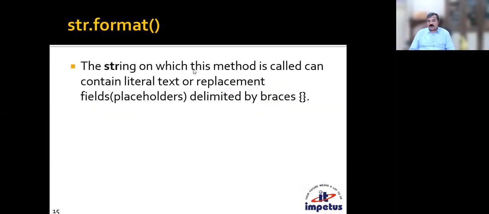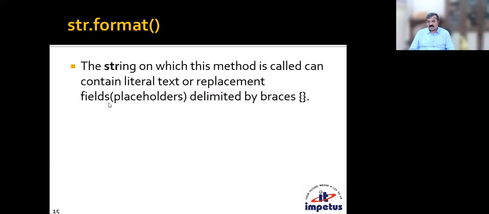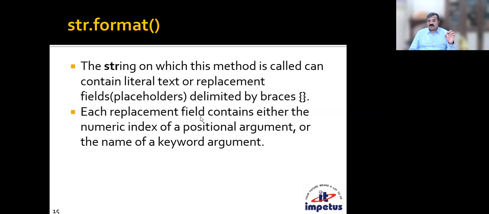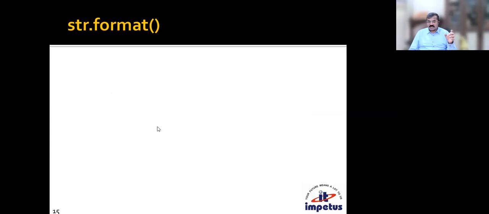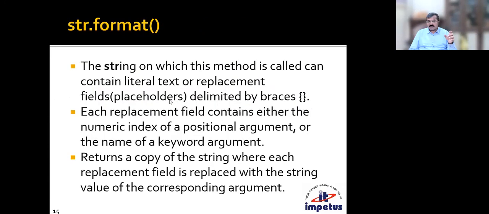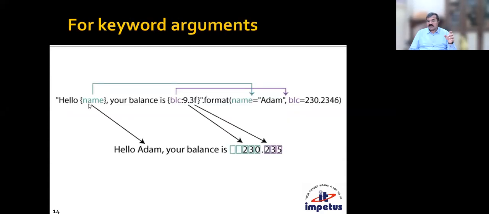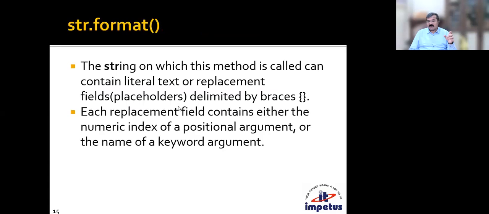The string on which this format method is called can contain a literal or replacement field placeholders. These curly braces that we have put across are called placeholders, or we'll also call them replacement fields. But normally people call them placeholders, where substitution is supposed to take place. Each replacement field, that is a placeholder, contains either a numeric index, just like over here, 0 and 1, that's the numeric index, or the name of the keyword argument. Like in the second one, we have given the name of the keyword argument, name, BLC.